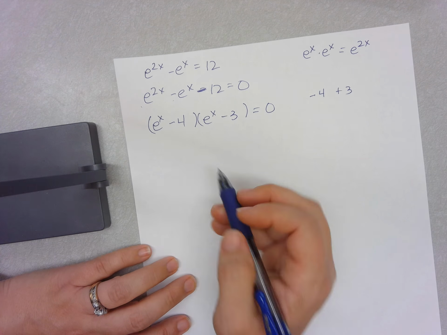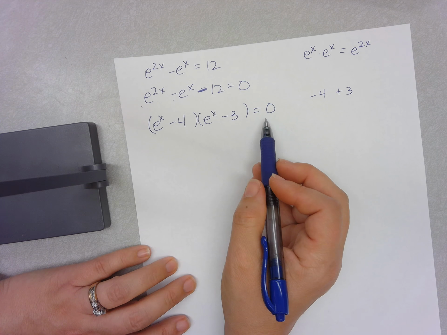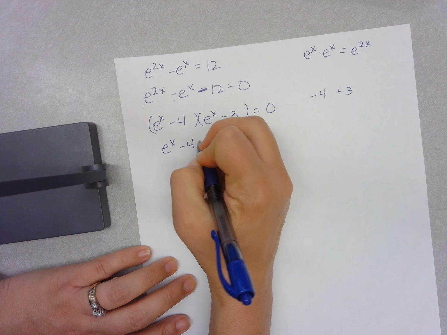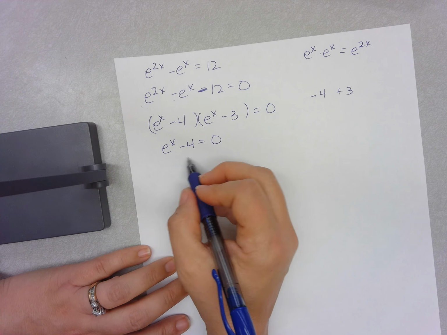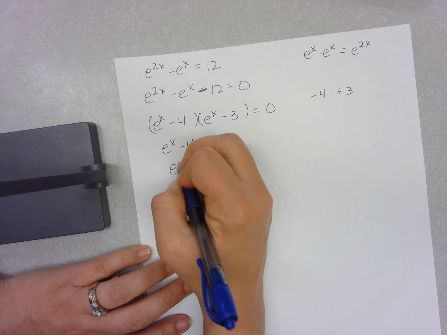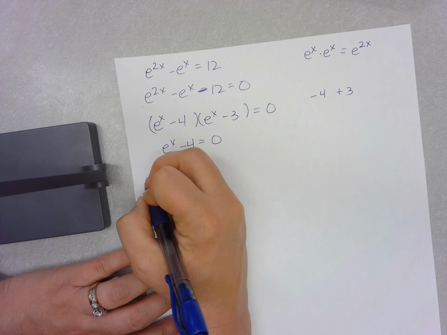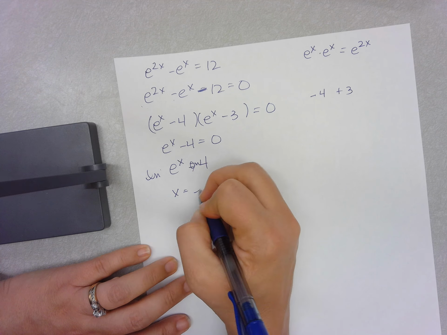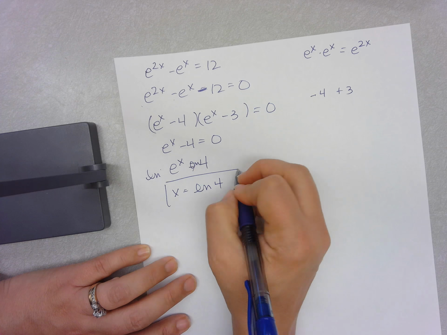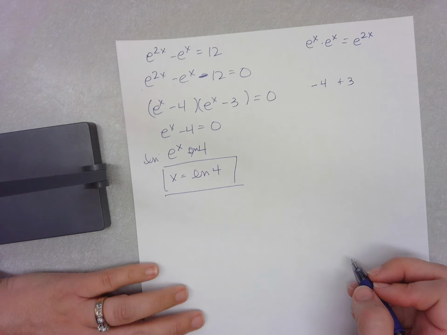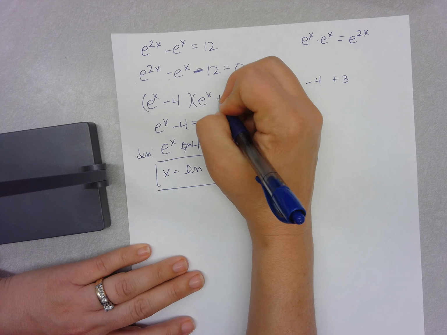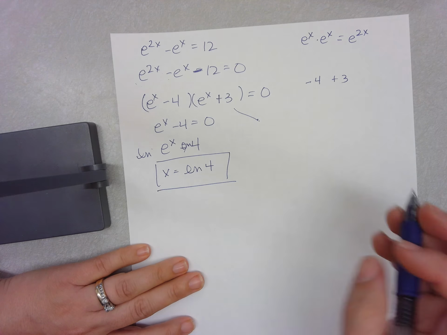Just like anything, when I have two things multiplied together that give me 0, I can set them each equal to 0 separately. And now I have just a simple exponential function, e to the x equals 4. I take the natural log of both sides, and I get x equals the natural log of 4. That's a perfectly legitimate answer. So now if I try to set, oops, this should be plus 3, right? I put them both in as minus.